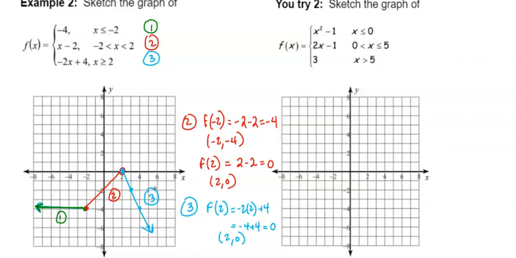Now, you guys stop the video, take a bit to do your try number 2. All right, guys, this one was a little bit more challenging because you do have a quadratic here. You do have to remember how to graph a parabola.